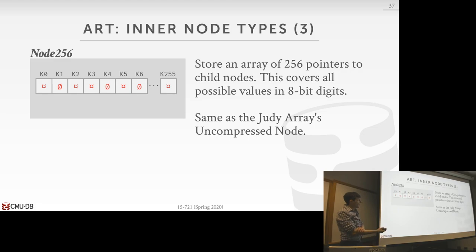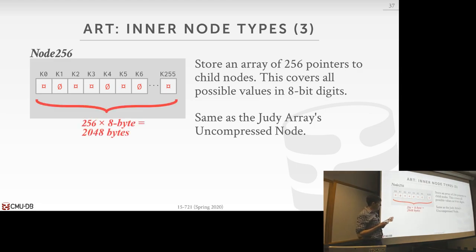All right, and the last one is the uncompressed one, and this is the same thing as in the Judy array. This is just one giant array where the position in the array for the child pointer represents the digit: if it's null, then the digit's not there; if it's a child pointer, then it is there. So the total size of this would be 256 times 8, so 2048 bytes.